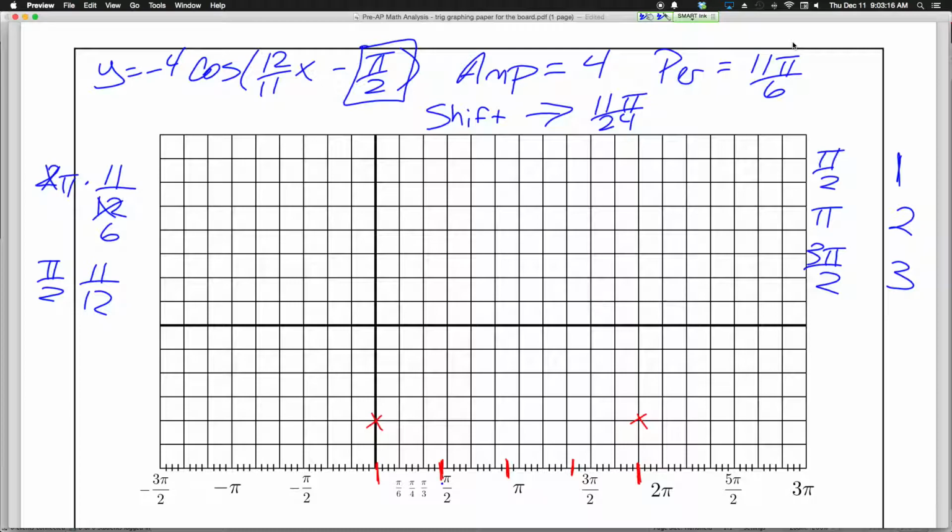Now I'm going to show you something that will verify that it's 11 pi over 24. What is my final mark down here? What's the end of my period? 11 pi over 6. Okay, and then how did I get this mark? What did I do? Divided it by 2. What happens when I divide 11 pi over 6 by 2? I get 11 pi over 12. And then what did I do to get this mark? I divided that by 2. If I divide that by 2, I get 11 pi over 24. So that verifies that that first one is the mark we want.